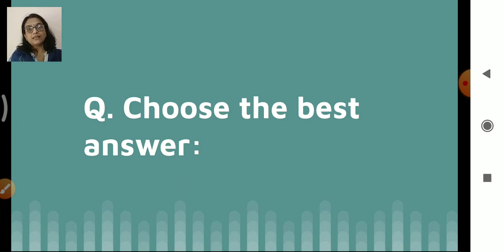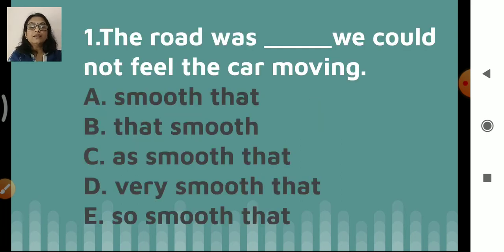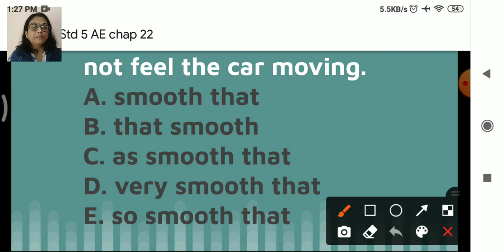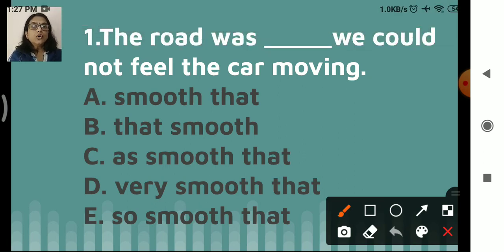Choose the best answer. Here options are given and we have to select the suitable one. The road was dash. We could not feel the car moving. We have to select from these five: smooth that, as smooth that, very smooth that, so smooth that. The road was dash. We could not feel the car moving. What do you think should be the answer?